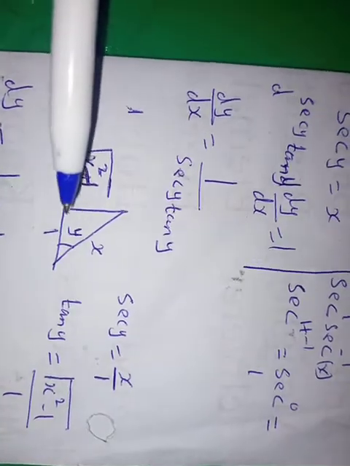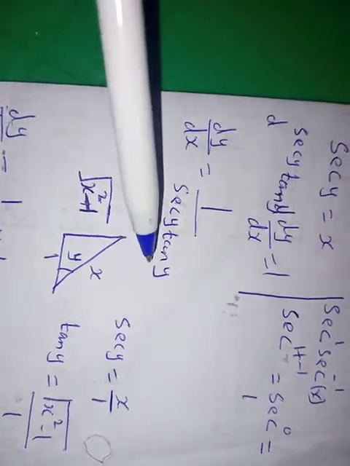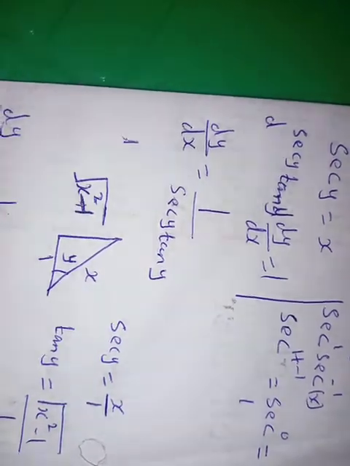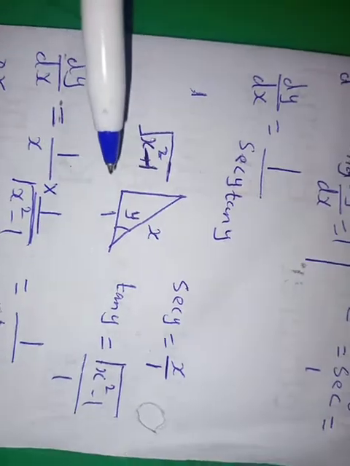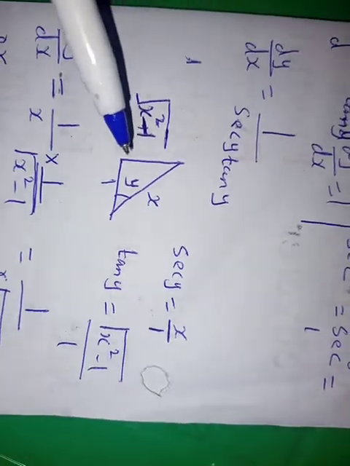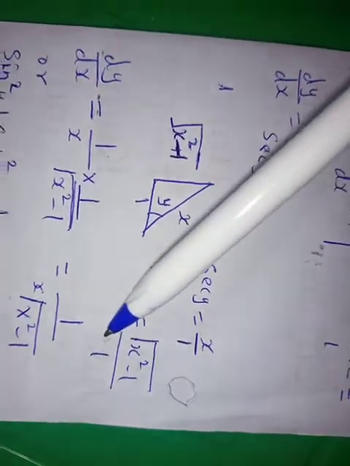We consider this right angle triangle. We draw this right angle triangle here, whereby sec y is given by hypotenuse over adjacent. So we can get the other side by using Pythagoras theorem. This side will be the square root of x squared minus 1, as shown there. So tan y will be given by opposite over adjacent, as shown here.